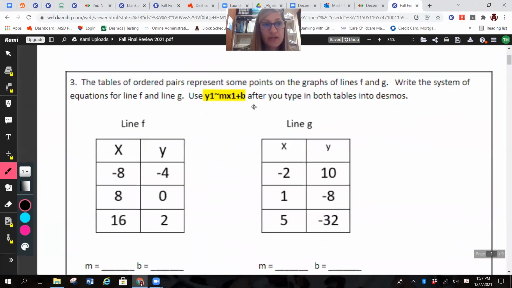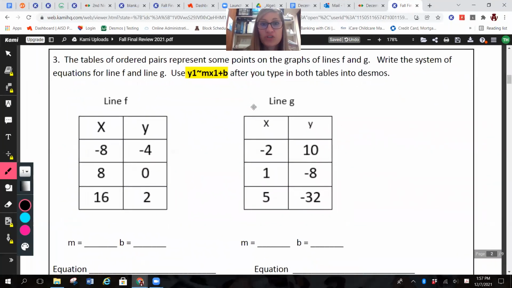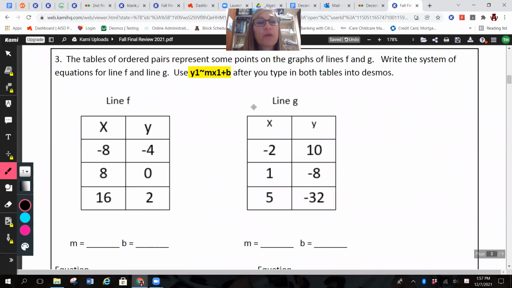All right, let's move ahead to question number 3 that has 2 tables. It says the tables of ordered pairs represent some points on the graphs of lines F and G. Write the system of equations for line F and line G. Use y1 squiggle mx1 plus b after you type in both tables into Desmos.